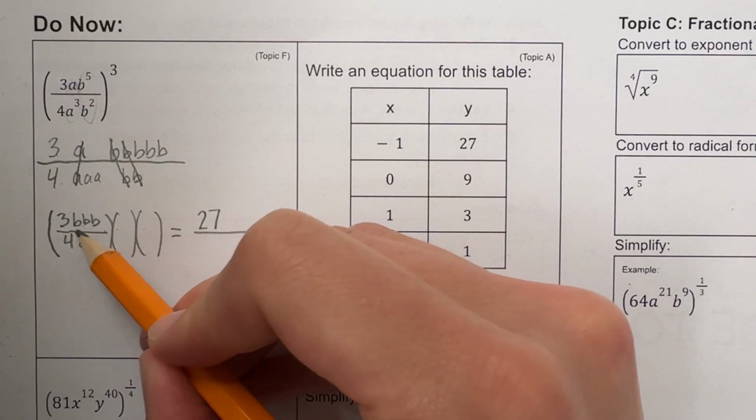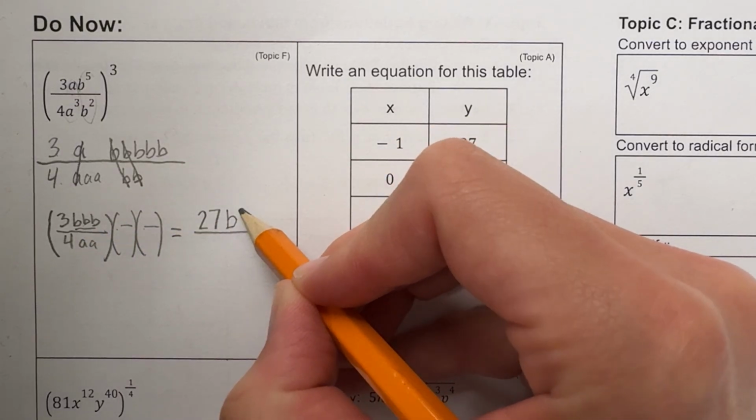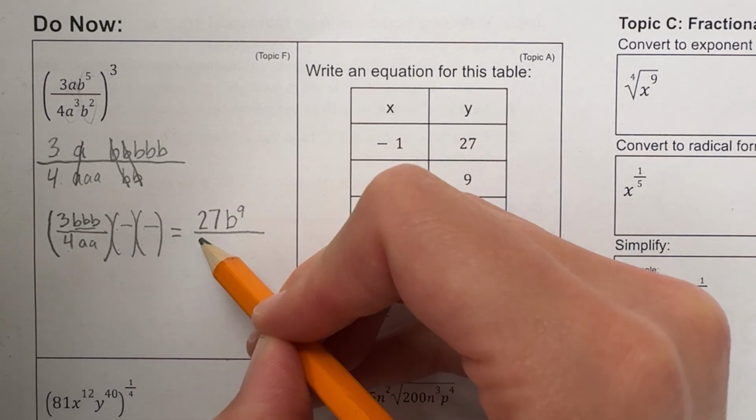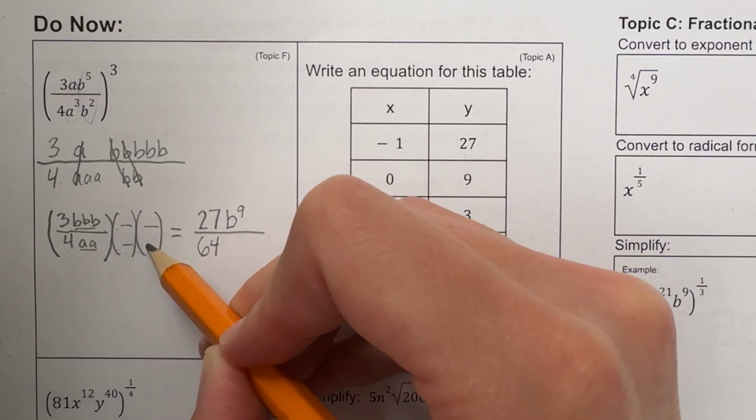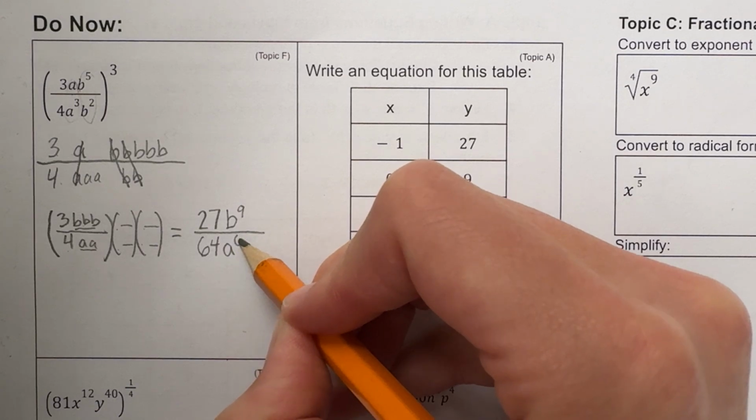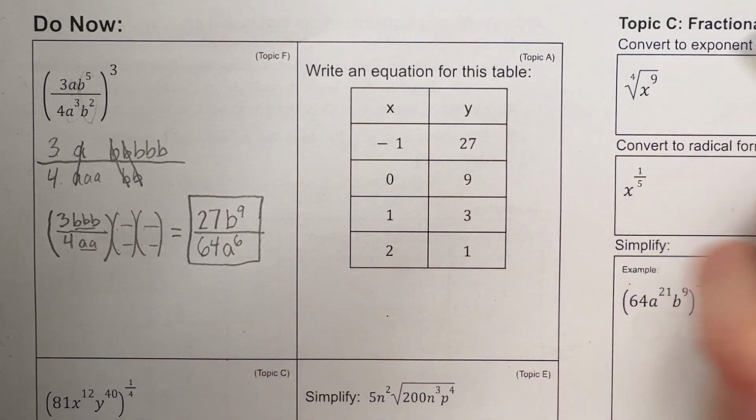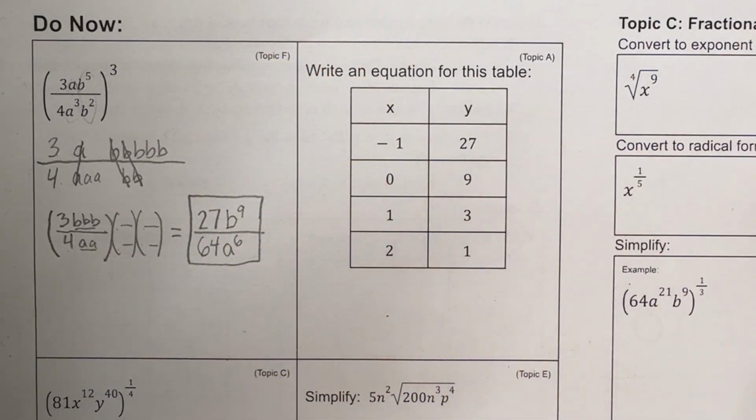This is b times b times b, right? There's 3 b's, and then 3 more b's and 3 more b's being multiplied. So that's b to the 9th. And then over here, it's 4 times 4, which is 16, times 4, which is 64. And then this is a times a times a times a times a times a. So that's 2 a's, 3 times, a total of 6 a's. And here's your answer. If you find that you're really struggling with that topic, you would use topic F.